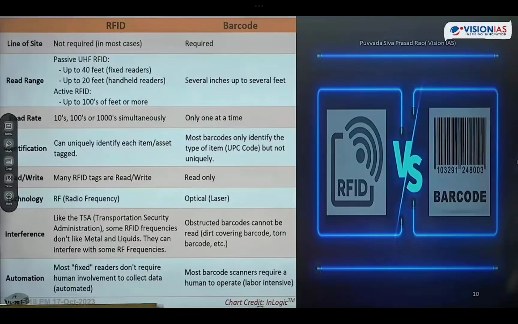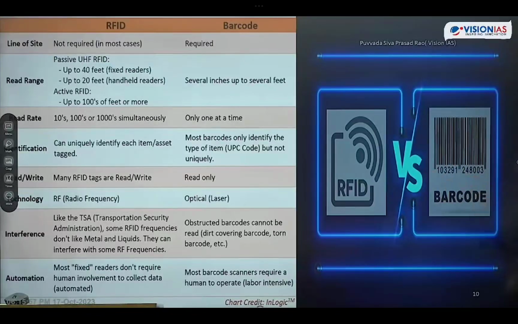One more thing here: RFID can be read and we can also write it. We can write it means we can change the code from time to time in an RFID tag, whereas a barcode we can read but we cannot write it. Are you getting my point, students? Reading and writing means RFID codes can be changed from time to time. That is in our hands. We can change the codes according to our convenience. But in the case of a barcode, once it is made, we cannot change it frequently. Hence, writing is not possible.